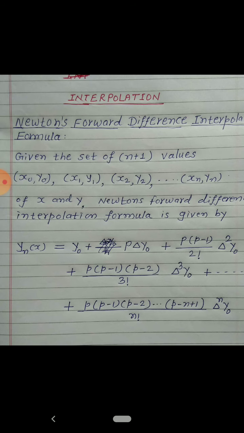Interval of differencing means the difference between consecutive values of x. That means x1 minus x0 is h, x2 minus x1 equals h, x3 minus x2 is also equal to h, and so on, up to xn minus xn minus 1, which is also equal to h. That means the difference between any two consecutive values of x is equal to h. Using this we can obtain the value of p as (x minus x0) upon h.